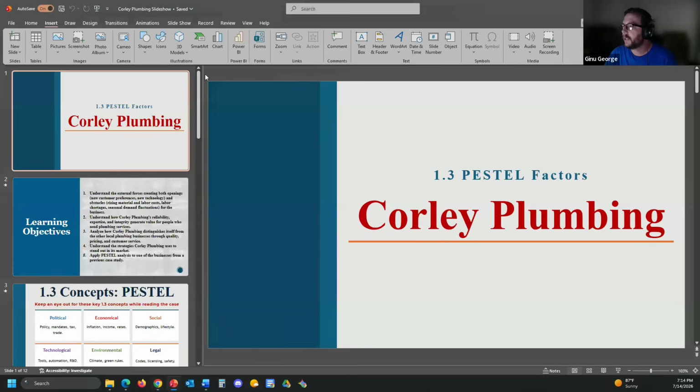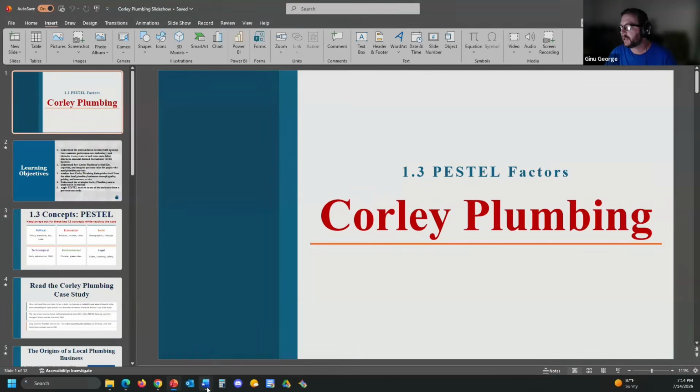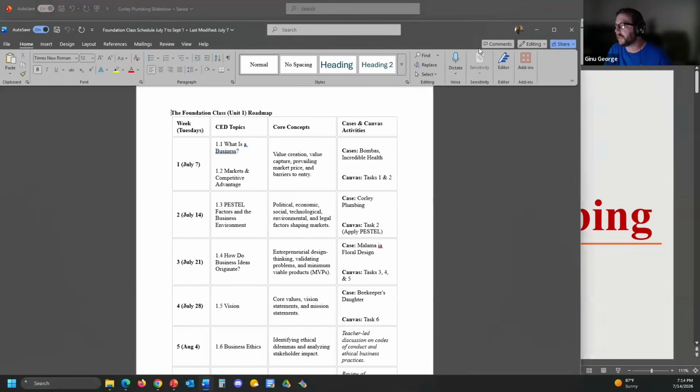All right. If you were here last week, you remember that each week the College Board has put together a series of case studies. So last week we looked at Bombas, the sock company. You remember the sock company? They've created their business with a mission in mind.